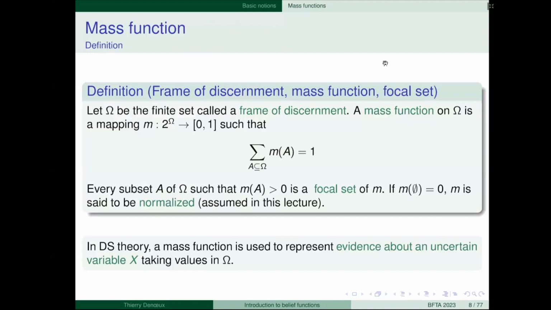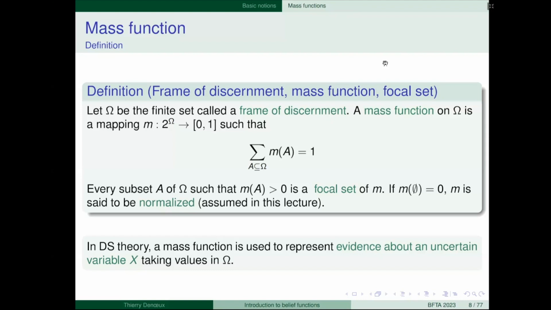This set will sometimes be called a frame of discernment. It's like the universe of discourse. And we define the mass function on omega as a mapping M from the power set of omega. This notation 2 to the omega is called the power set. It is the set of all subsets of omega. So this is a mapping from the set of all subsets of omega to the interval [0, 1], such that the sum of the images M(A) for all subsets A of omega is equal to 1.